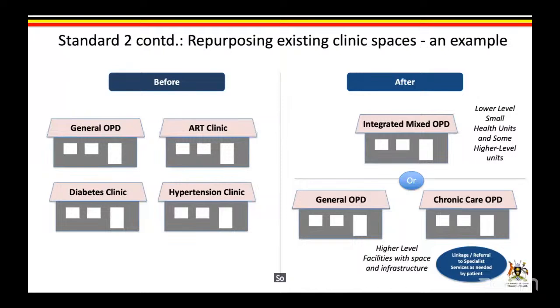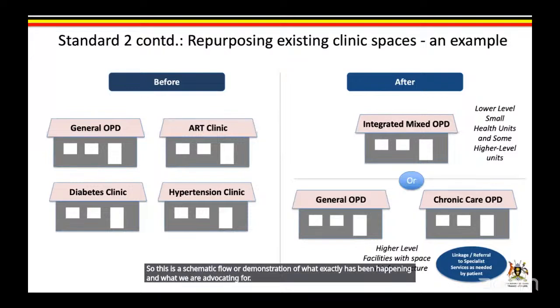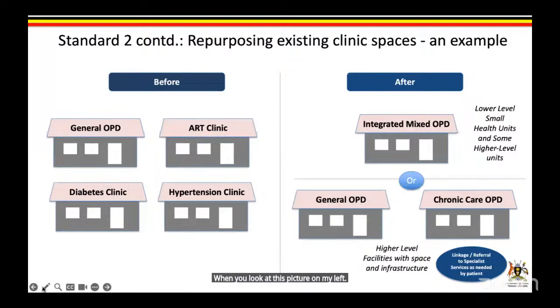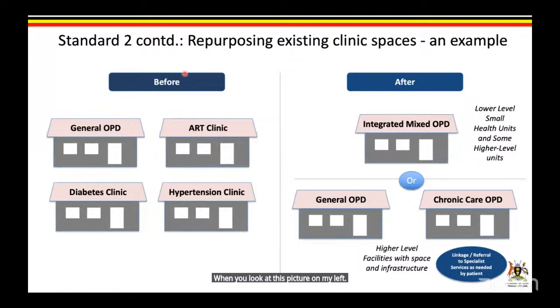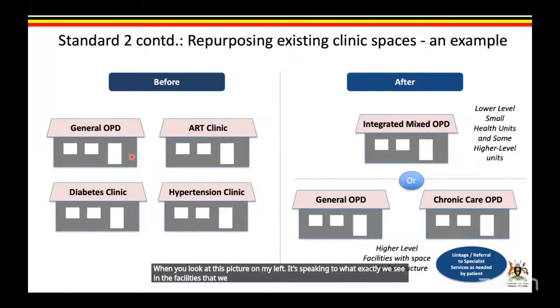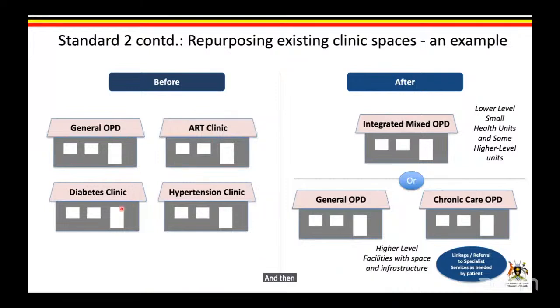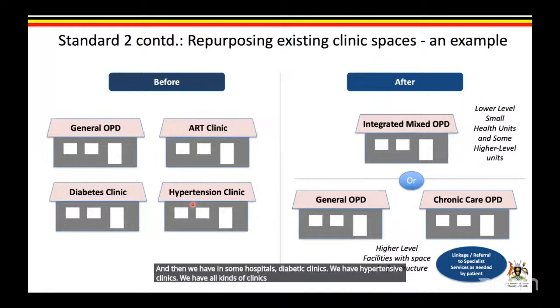So this is a schematic flow, or demonstration, of what exactly has been happening and what we are advocating for. When you look at this picture on my left, it's speaking to what exactly we see in the facilities. We have a general OPD for general common conditions. We have an ART clinic, which is also an outpatient clinic. And then we have, in some hospitals, diabetic clinics. We have hypertensive clinics. We have all kinds of clinics, especially at primary healthcare level.